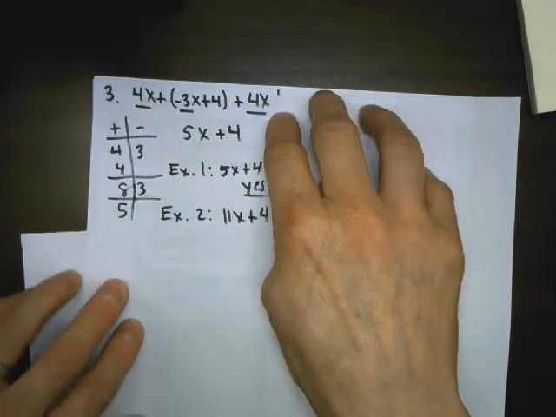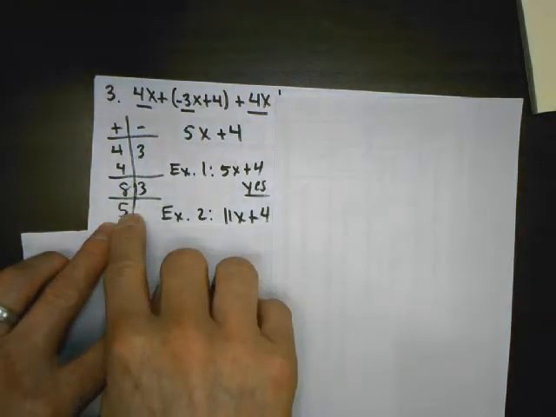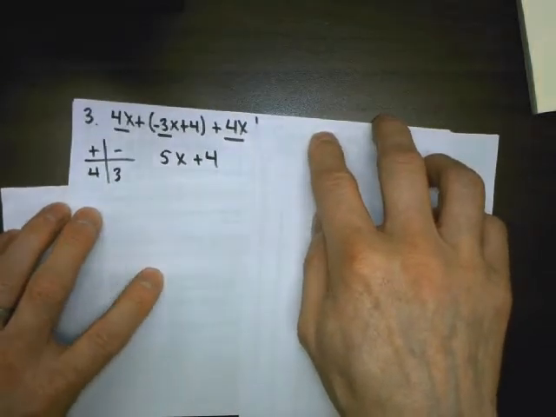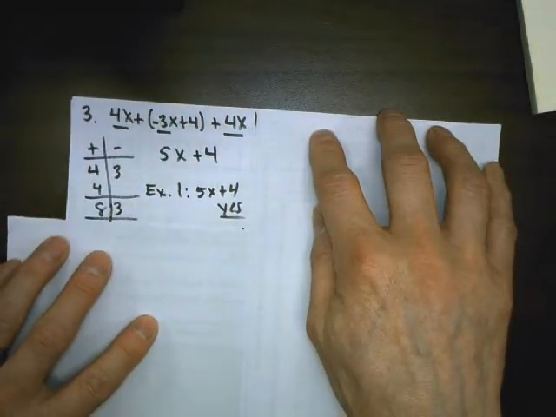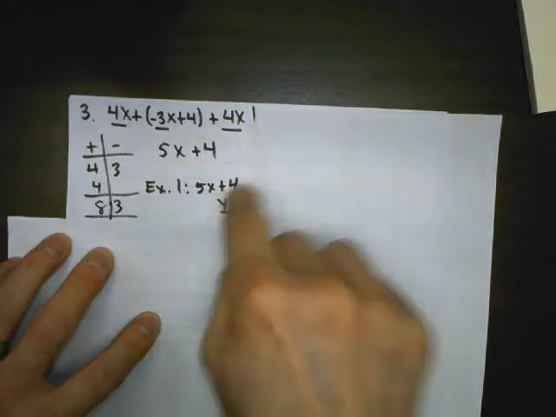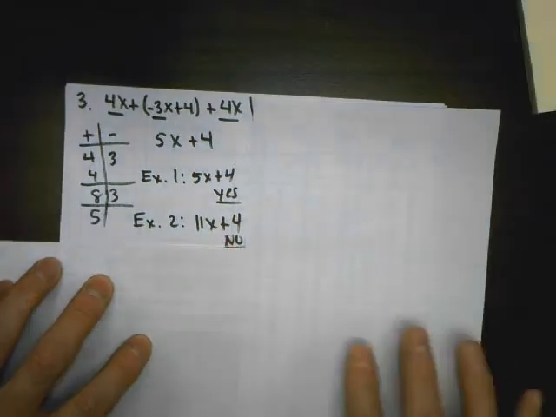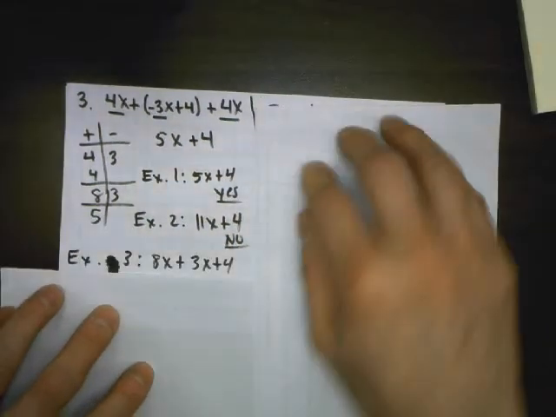Same team add, opposite team subtract. Who has more? Positives have more, so there are 5 positives, and I see that that expression is equivalent to 5x plus 4 simplified. So if I look at the first expression, it's already simplified. It's the same thing, so yes, that's part of my answer. Expression 2 is already simplified. That's not the same, so don't pick that one.